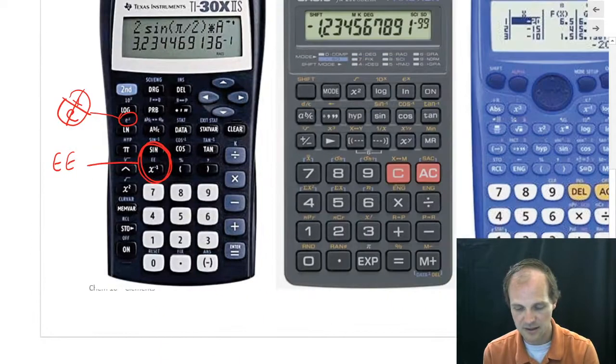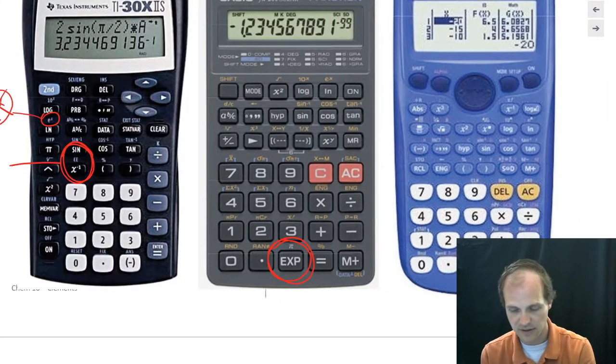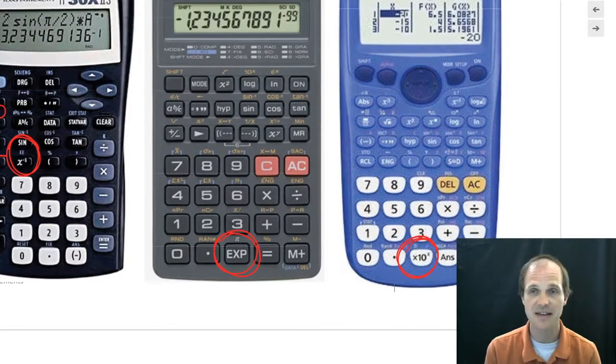On other calculators, like a Casio, you might see this key here that says exp, or even on a fancier one, it actually reads what it's supposed to, which is times 10 to the, and that tells you that you're going to be using scientific notation.